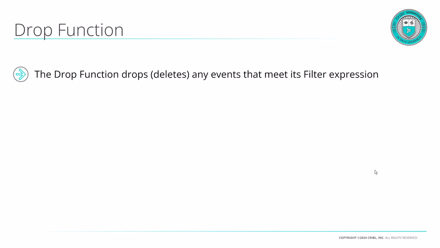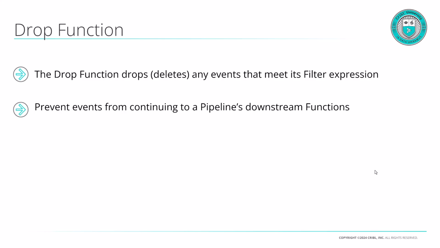The drop function works by applying a filter to determine which events should be discarded. For example, you can configure the drop function to remove events based on specific criteria, such as event codes, login types, or even field values if you want. This really prevents the events from continuing down the pipeline and being hit by other functions or using more resources.